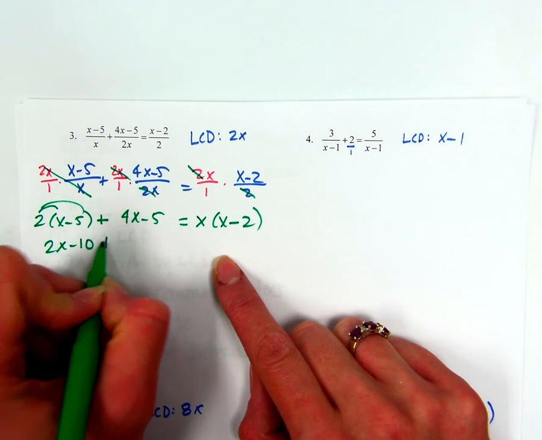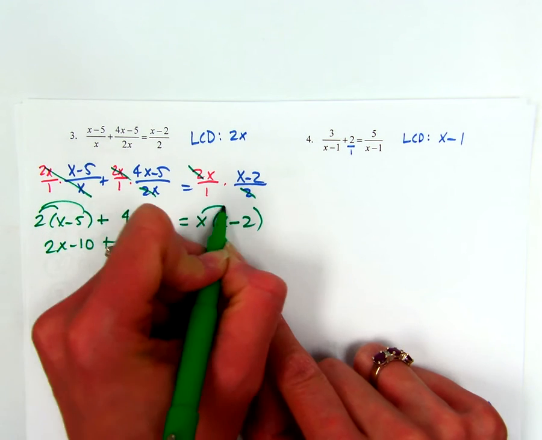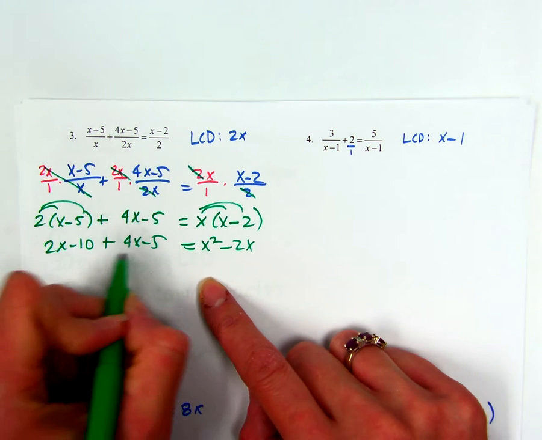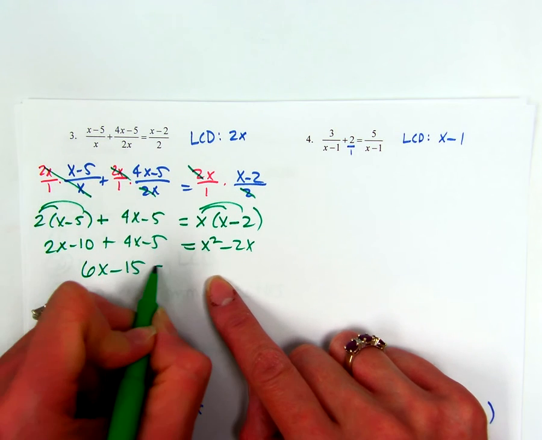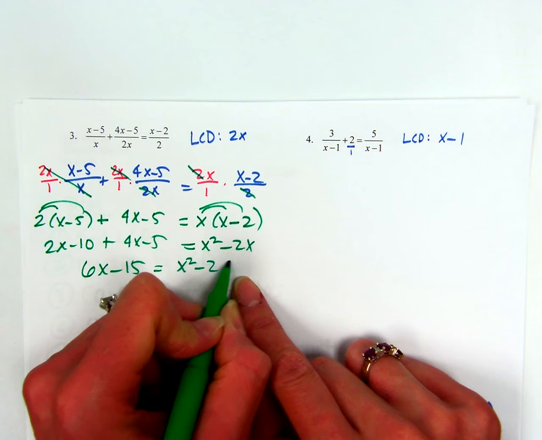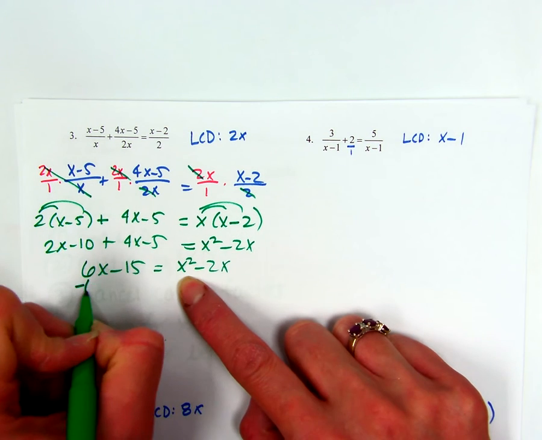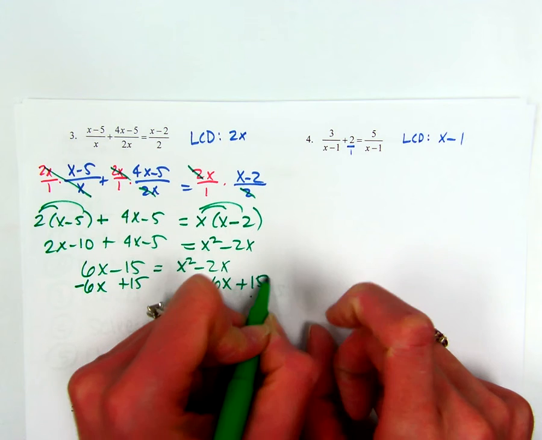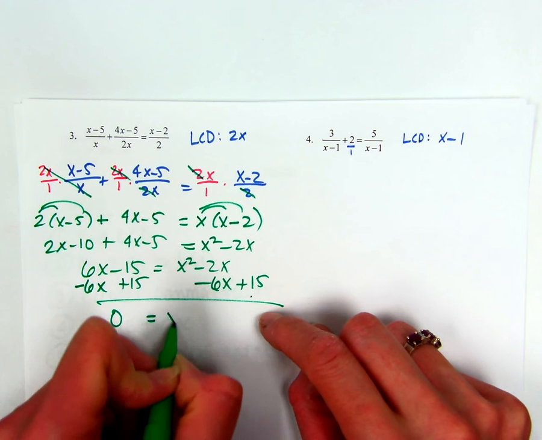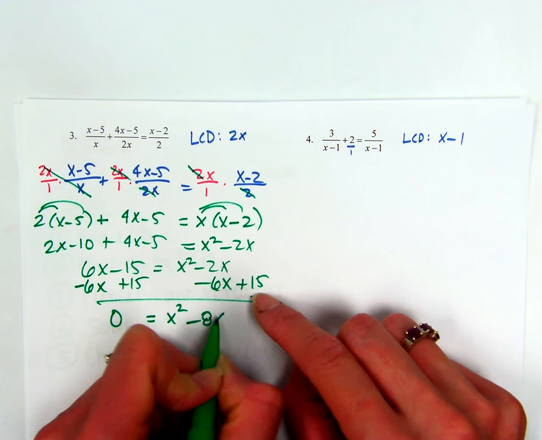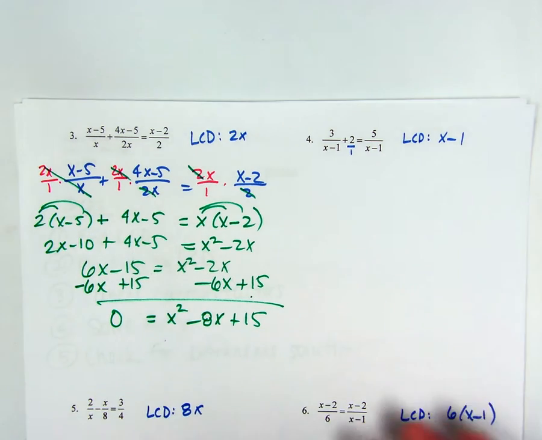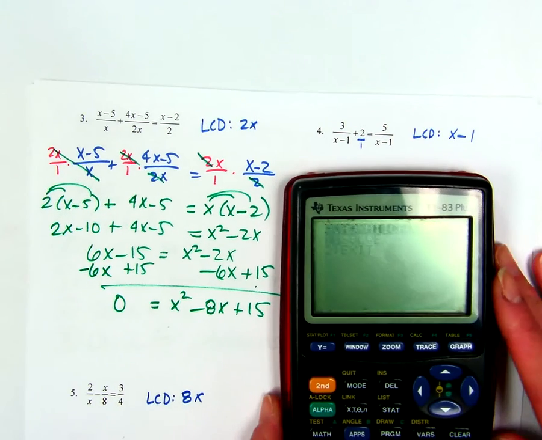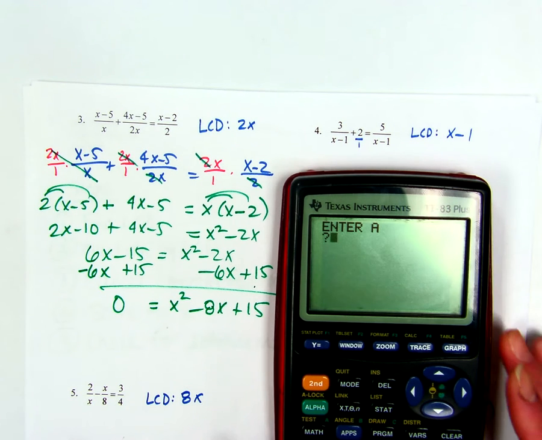2x minus 10 plus 4x minus 5 equals x squared minus 2x. So now if I add my like terms, I have 6x minus 15 equals x squared minus 2x. Now because I have an x squared, I need all my x's and all my numbers on the other side. So I want this to be 0 equals x squared minus 8x plus 15. If you want to factor, you could factor. Otherwise, we're just going to solve using our quadratic formula again.